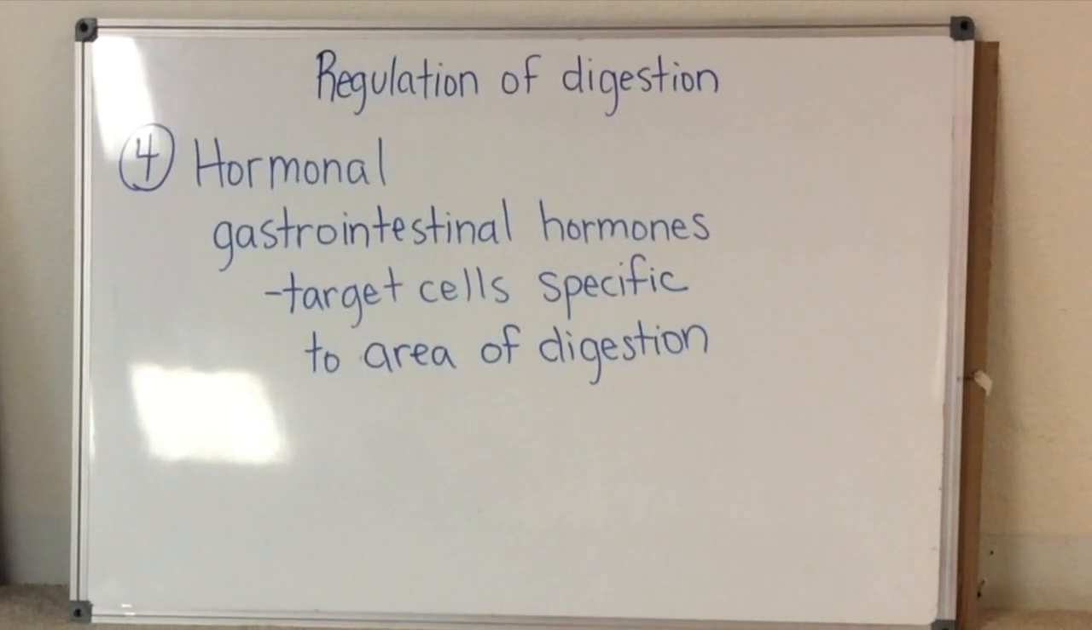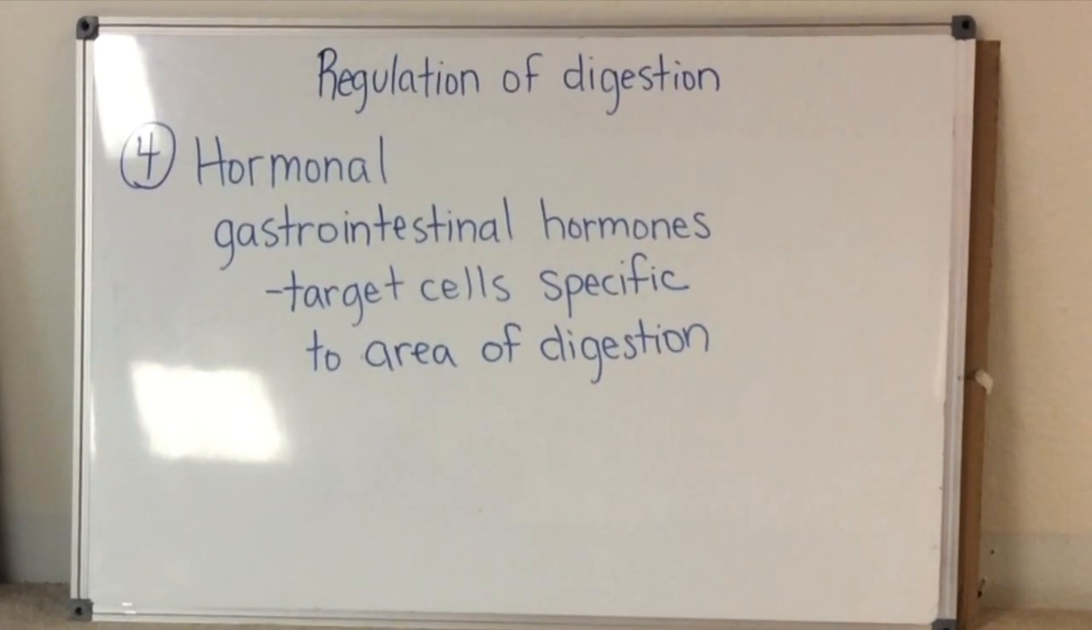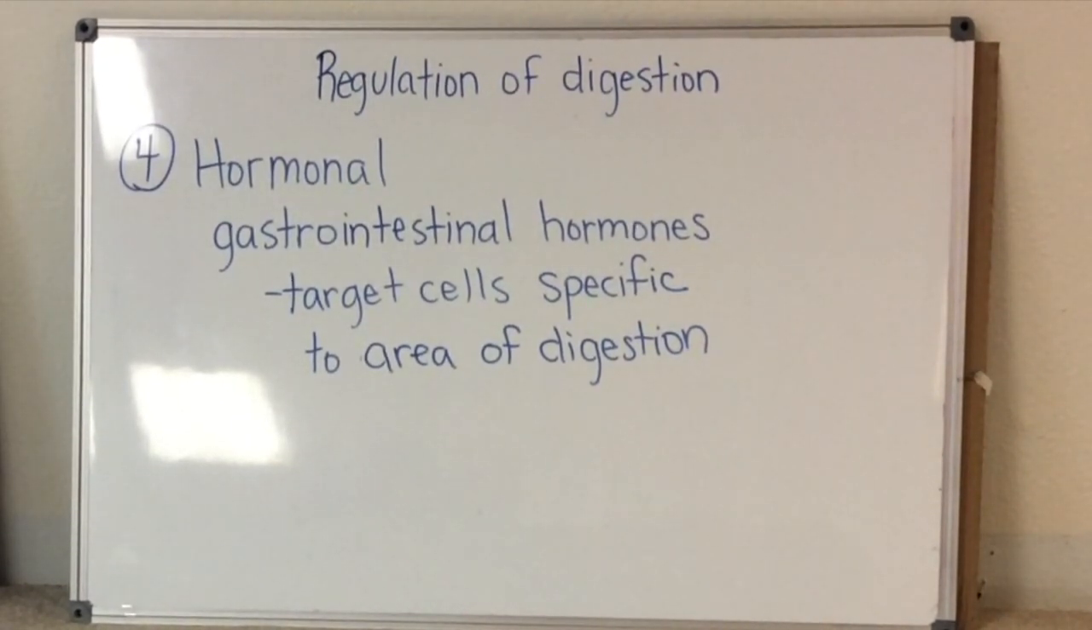The last regulation of digestion is hormonal. Gastrointestinal hormones have specific target cells in the digestive tract. They are released through the bloodstream and target specific areas of the digestive tract to either increase or decrease digestion and movement of foodstuff through the system.